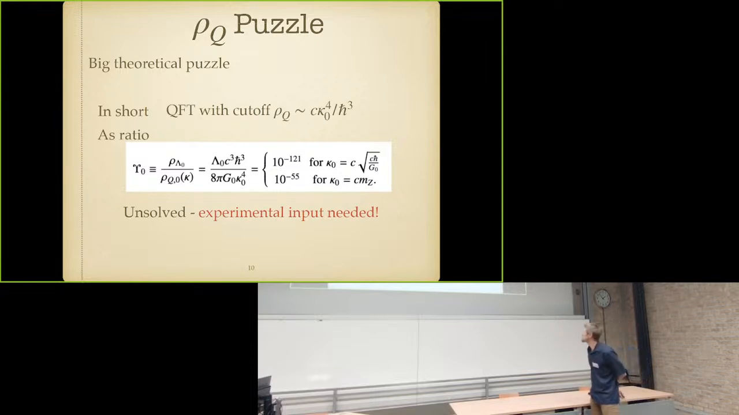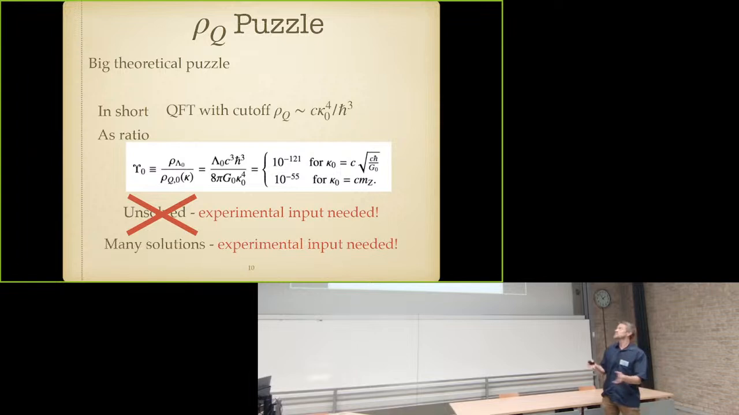So an unresolved issue, experimental input needed. So having attended this conference, I learned there are solutions. So it's not unresolved, it's oversolved, because I saw several solutions to this thing. So we have several solutions, maybe not as many as 120 orders of magnitude, but we have too many solutions. So we would still need experimental input to understand the problem. Yeah? So the motivation has shifted but not disappeared.